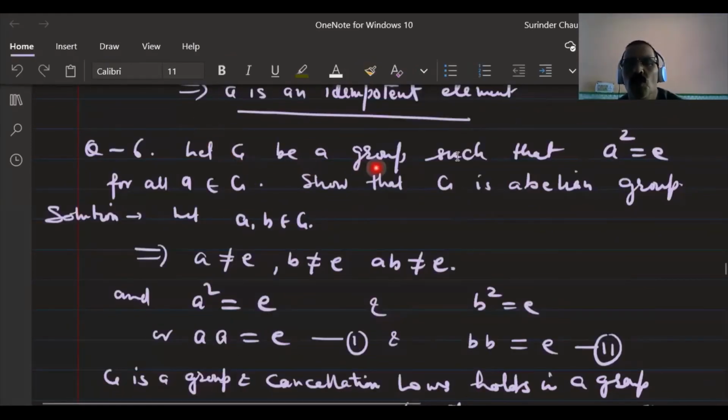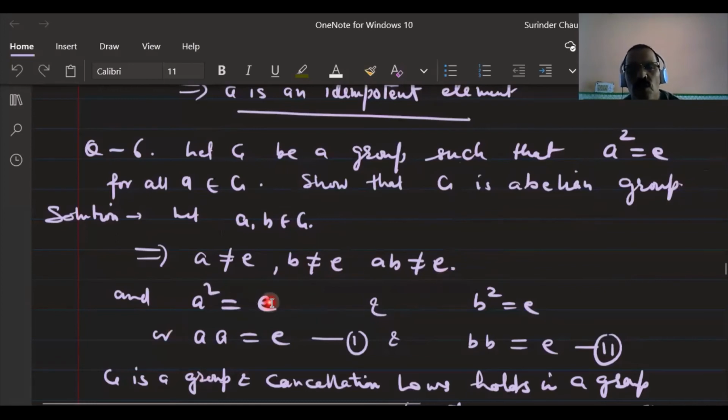Let G be a group such that A square is equal to E for all A belonging to G, then show that G is an abelian group. Solution: let A belong to G. Now A square is equal to E, therefore A is not equal to E, B is not equal to A, B is not equal to E.